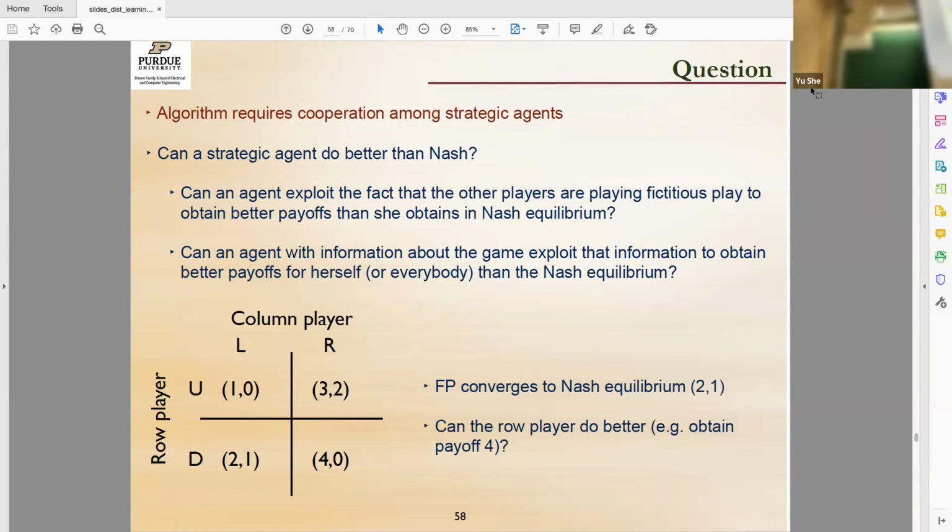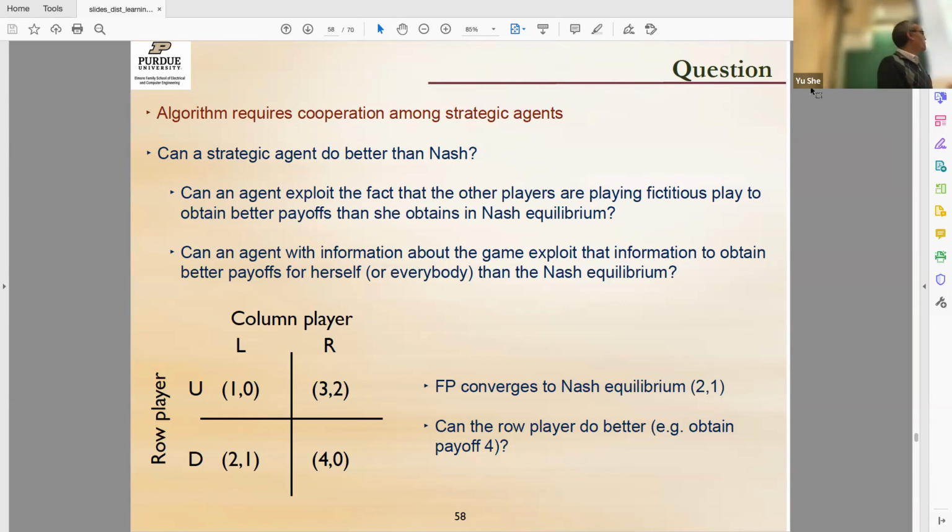In the sense that I am following fictitious play and you are playing fictitious play. We both agree that even though we are strategic, we care only about ourselves, it might be a zero-sum game, I win, you lose, but we'll still do fictitious play. That's a cooperation, right? So the question is, can a strategic agent do better than a Nash equilibrium by exploiting this fact that you are doing fictitious play? Let me confuse you by playing something else and then move the game to an equilibrium that I like.